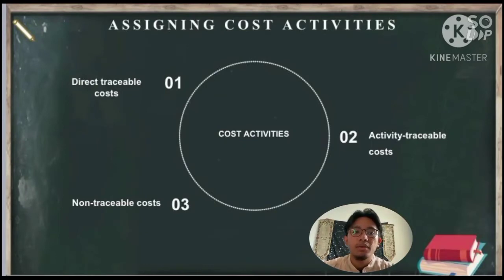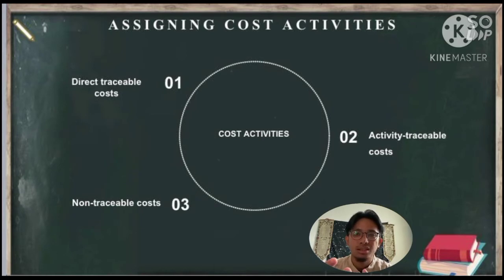So now, I would like to present assigning cost activities. Assigning cost activities represents the first stage of the allocation process within the activity-based costing system. Firstly, not all company costs will be allotted to the activities defined. Company costs could be classified according to their nature under 3: first, direct traceable costs; second, activity traceable costs; and third, non-traceable costs, also known as unallocated costs.